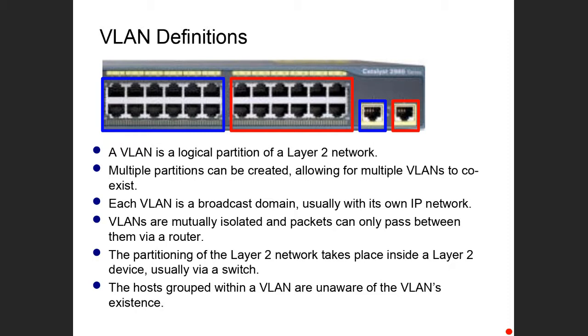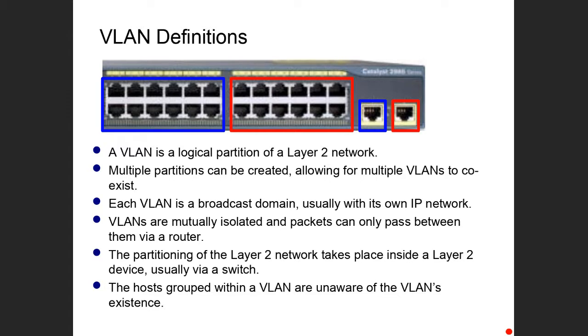To get them to communicate with each other, we'd have to put a router in there and have the router configured to go back and forth between the two. We'll do that in the next chapter. We're just going to do VLANs today. So the VLANs are isolated. They're their own broadcast domain, usually their own IP network. They're isolated from each other. Packets can only pass between them if we put a router in there. So the partitioning takes place inside the switch.